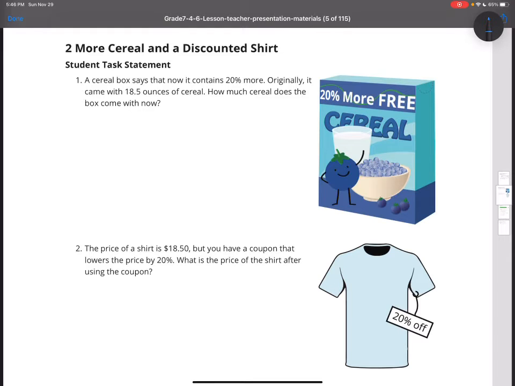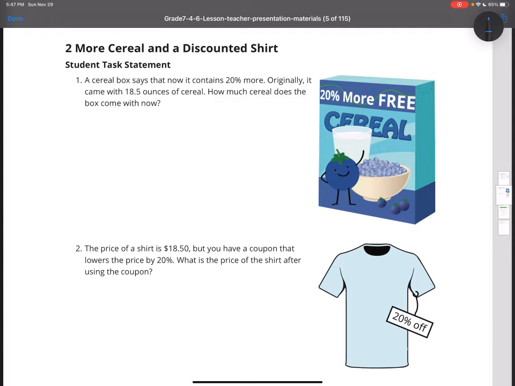All right, guys, let's look at the next student task statement, which is called more cereal and a discount. Before we get into this lesson, I want to talk to you guys about percentages. Of course, I've been going over these lessons with you, so I realized that this book didn't break down percentages: what are percentages, what do they represent, what do they mean? So I'm going to give you a brief explanation of what a percentage is.